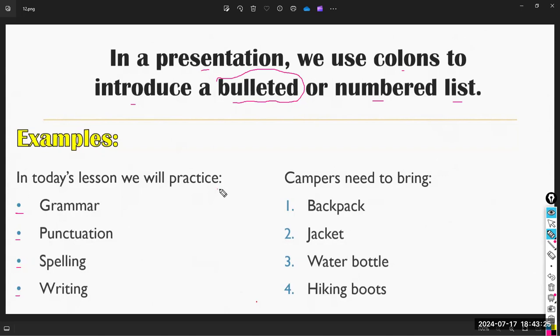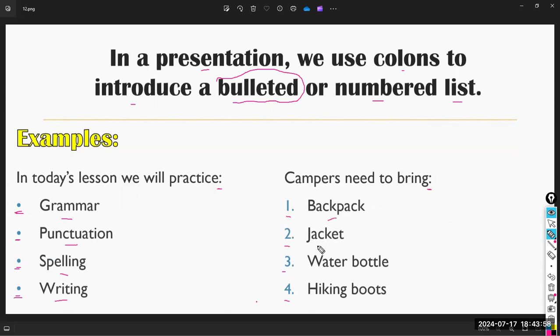Absolutely, we have to use the colon. Notice the example is saying, "In today's lesson, we will practice" what? Let me tell you. Colon, this is the first bullet point: grammar; the second bullet point, or the second thing: punctuation; the third thing, which is the third bullet point, is spelling; and the final bullet point is writing. And even if you want to mention them by writing numbers, absolutely, you have to use colons. So, this is the example.